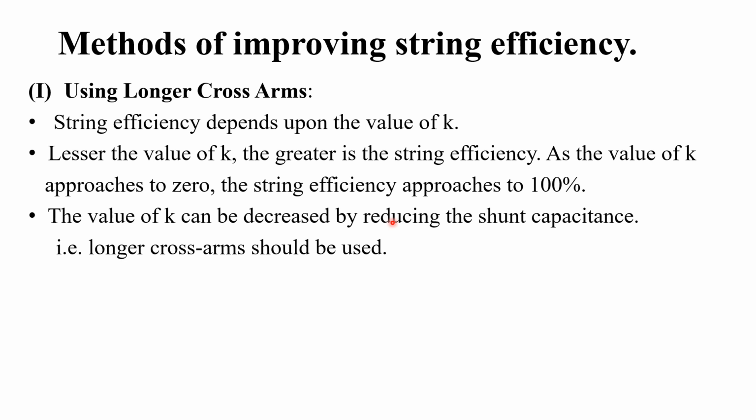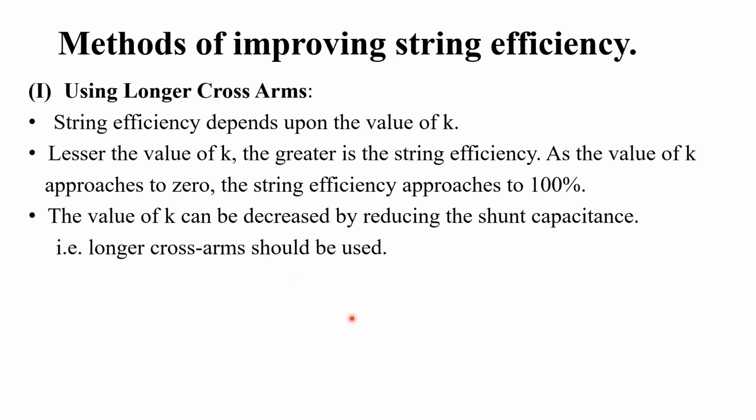Now we can discuss the methods to improve string efficiency. First, we can use longer cross-arms. We know that the string efficiency depends on the value of K. If the value of K is very small, the string efficiency will be maximum. If the value of K is 0, then the string efficiency approaches 100 percent. The value of K can be reduced by using longer cross-arms.